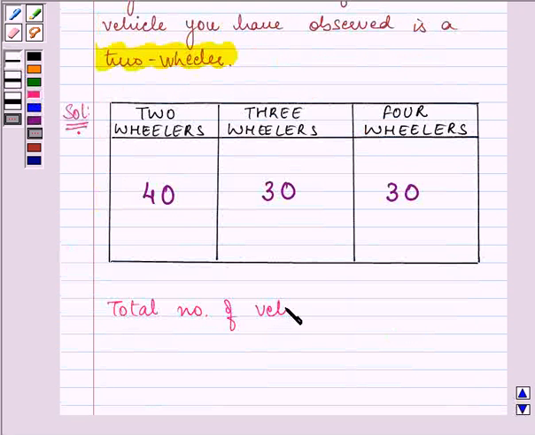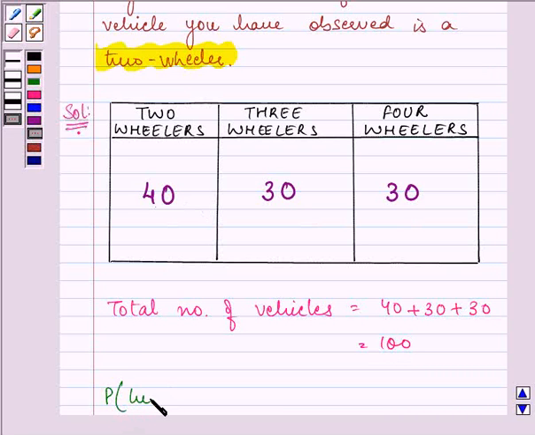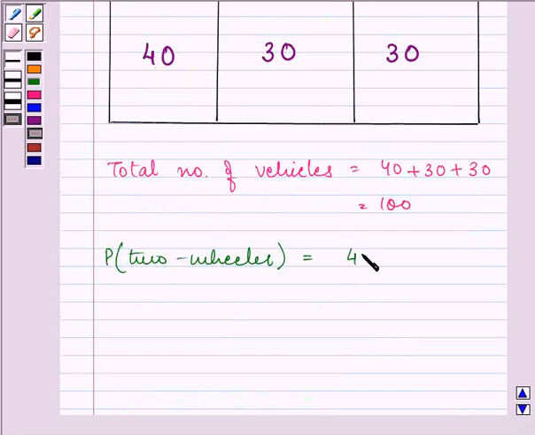So, in this question, the total number of vehicles is equal to 40 plus 30 plus 30, that is equal to 100. Now, we need to find out the probability of a two-wheeler, right? So, it will be equal to number of trials in which this event has happened, that is 40, divided by the number of total trials, that was 100.